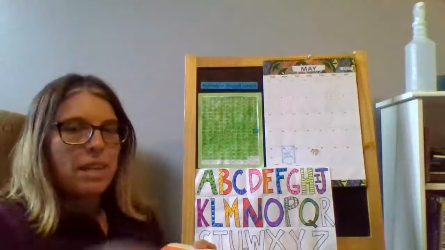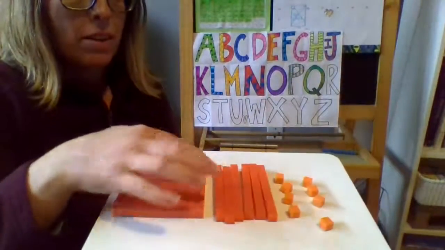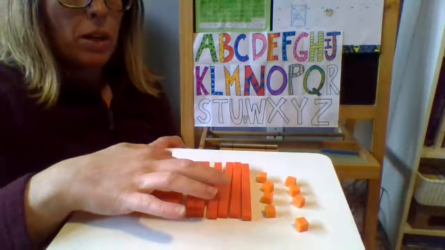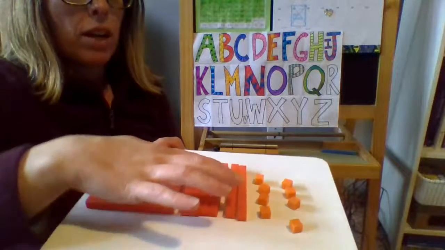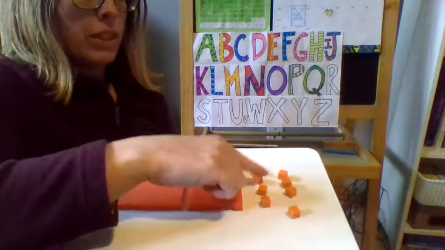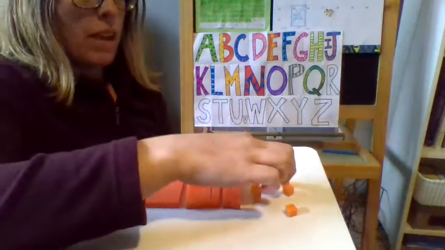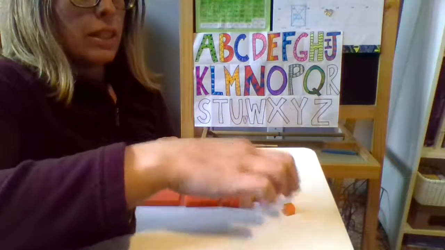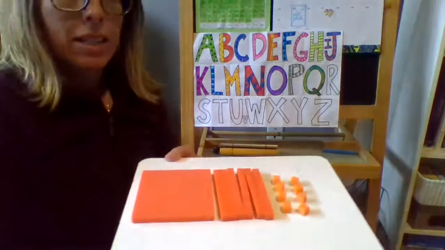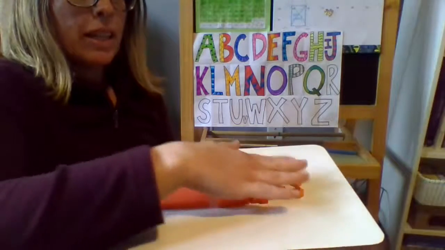Okay, I have it represented here with our blocks, so let's take a peek. 100, 110, 120, 130, 140, 150, 160, 161, 162, 163, 164, 165, 166, 167, 168. 168. Okay, now let's look at this.